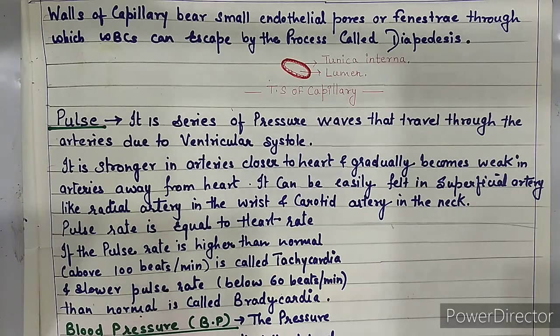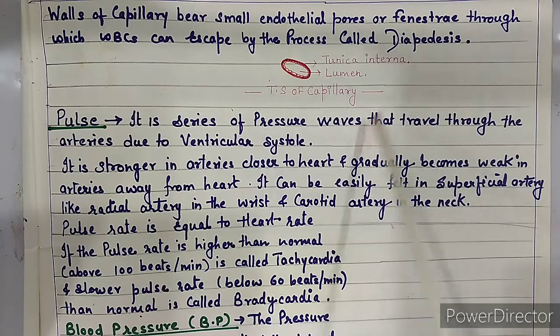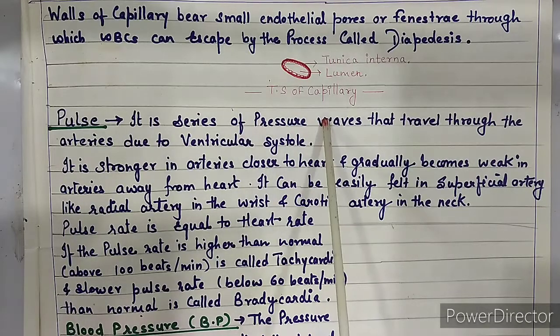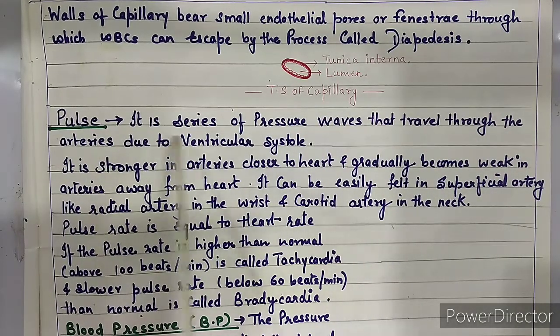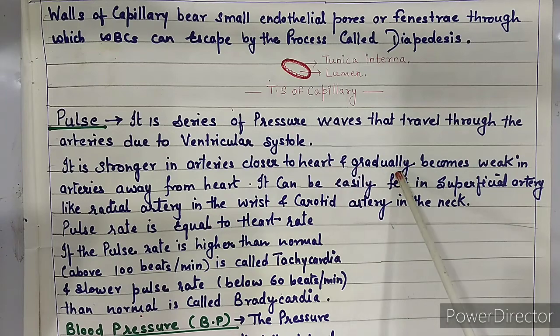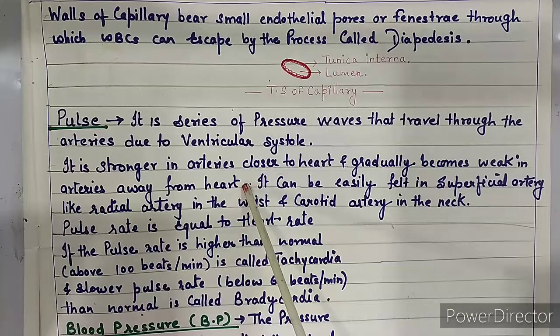Now next, after completing the 3 types of blood vessels, let us move on to a connected topic, that is pulse. Now what is meant by pulse? You know children, it is a series of pressure waves that travels through the arteries due to ventricular systole, due to contraction of ventricles. It is stronger in arteries closer to the heart and gradually becomes weaker in the arteries away from the heart.